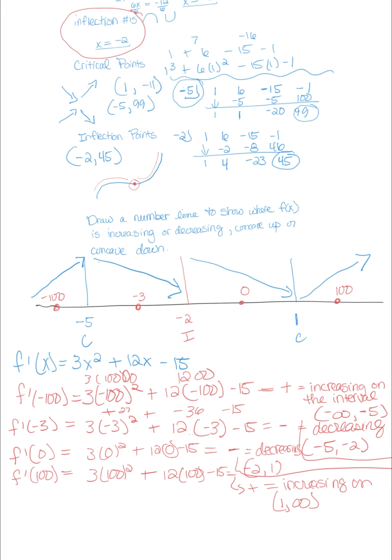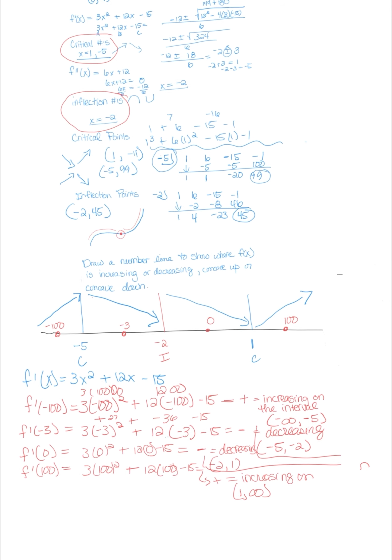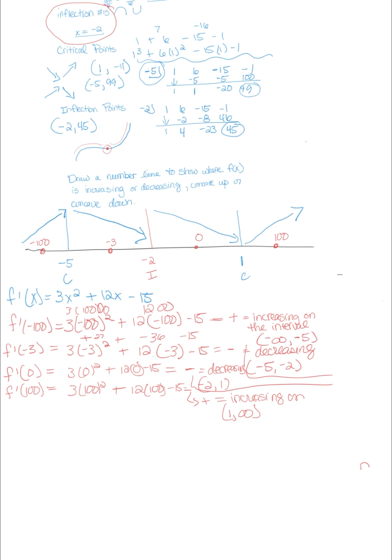And so let's see now what happens. Remember, to find our increasing and decreasing, we plug test values into the first derivative. To find our change in concavity, we're going to plug these test values into the second derivative. All right, so let's do that. Our second derivative, f prime prime of x, was 6x plus 12.